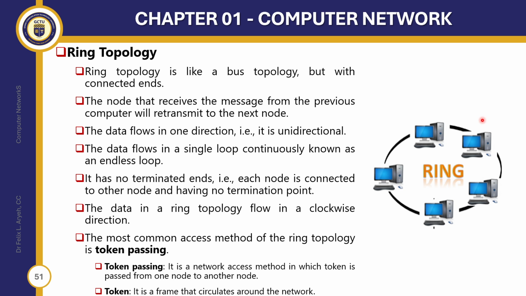And of course, the most common access method of the ring topology is token passing. When we hear of token passing, it's a network access method in which the token is passed from one node to the other. The token is usually the frame that circulates around the network.